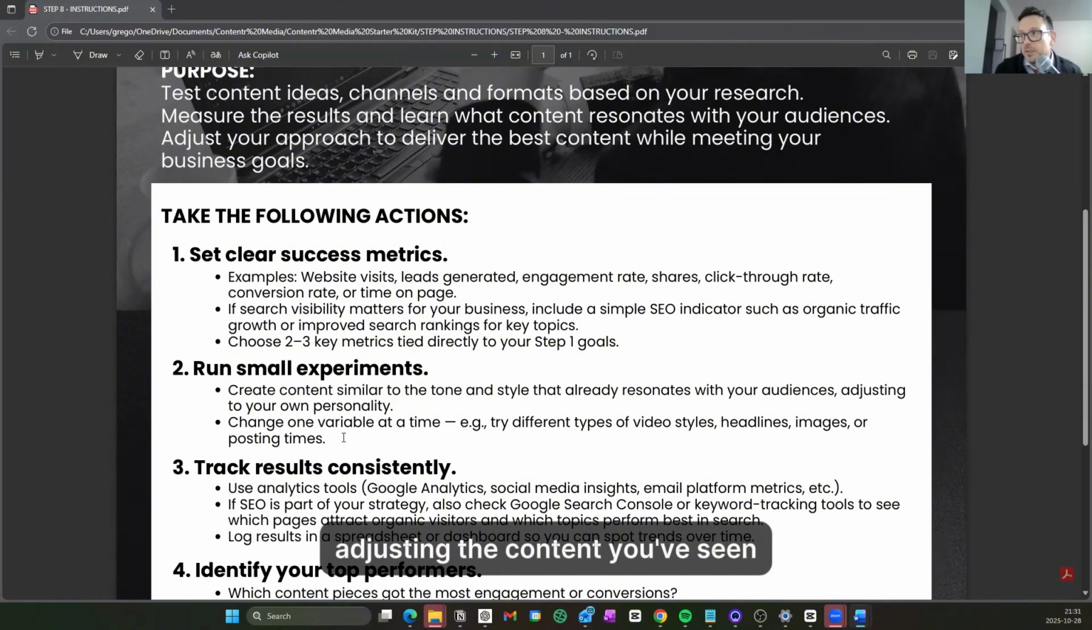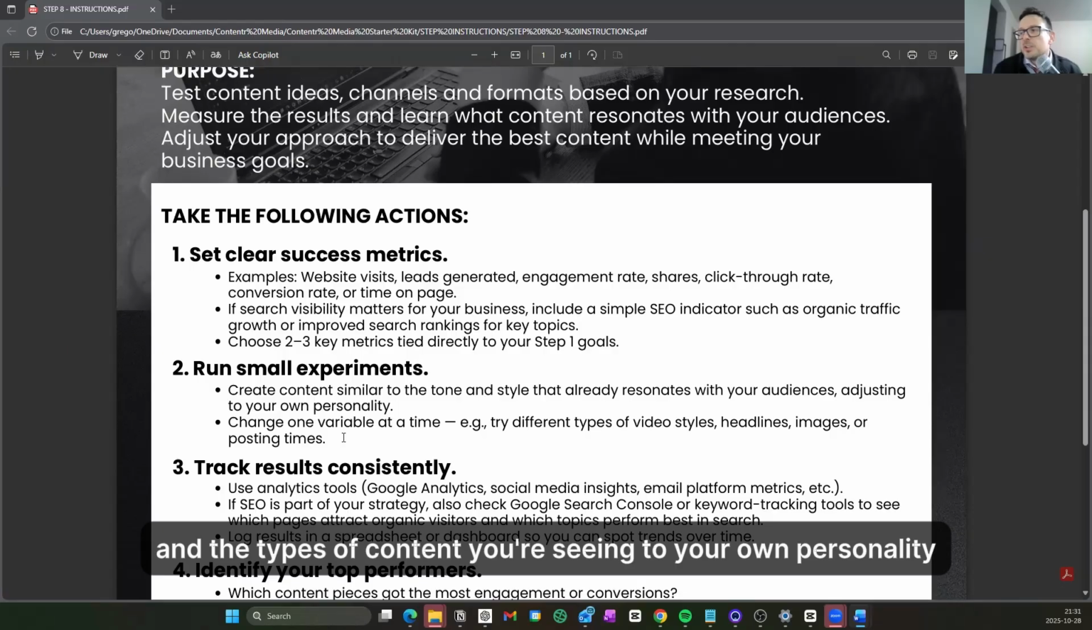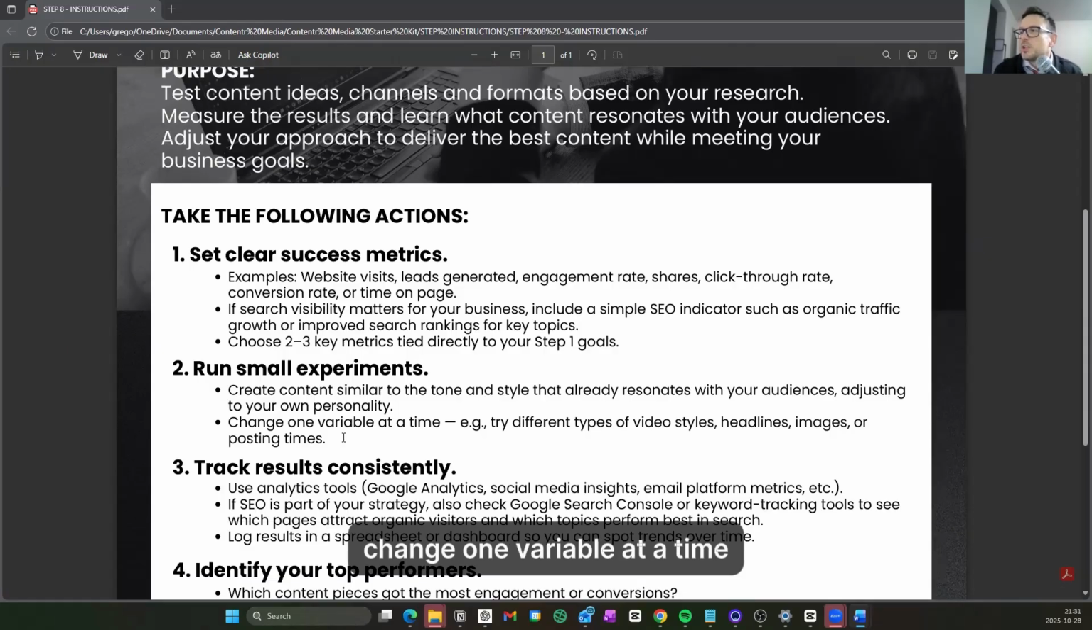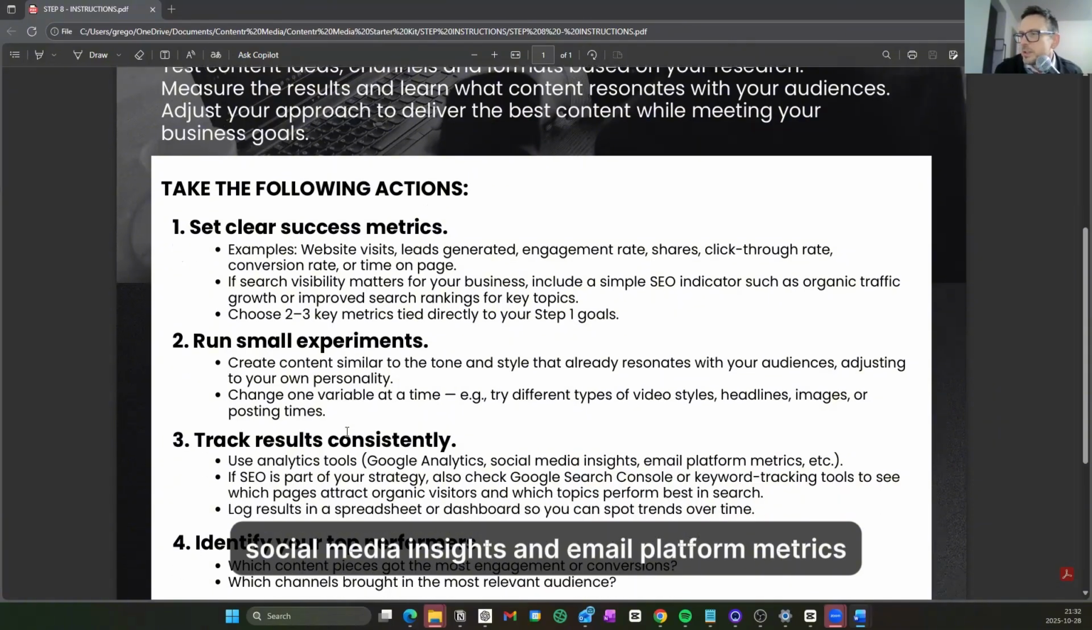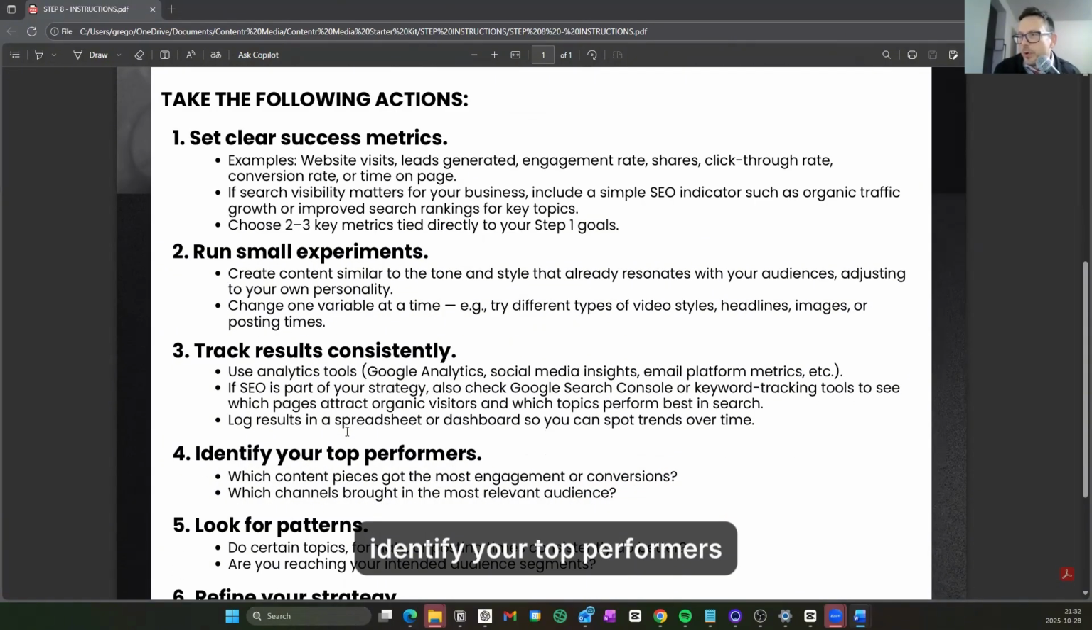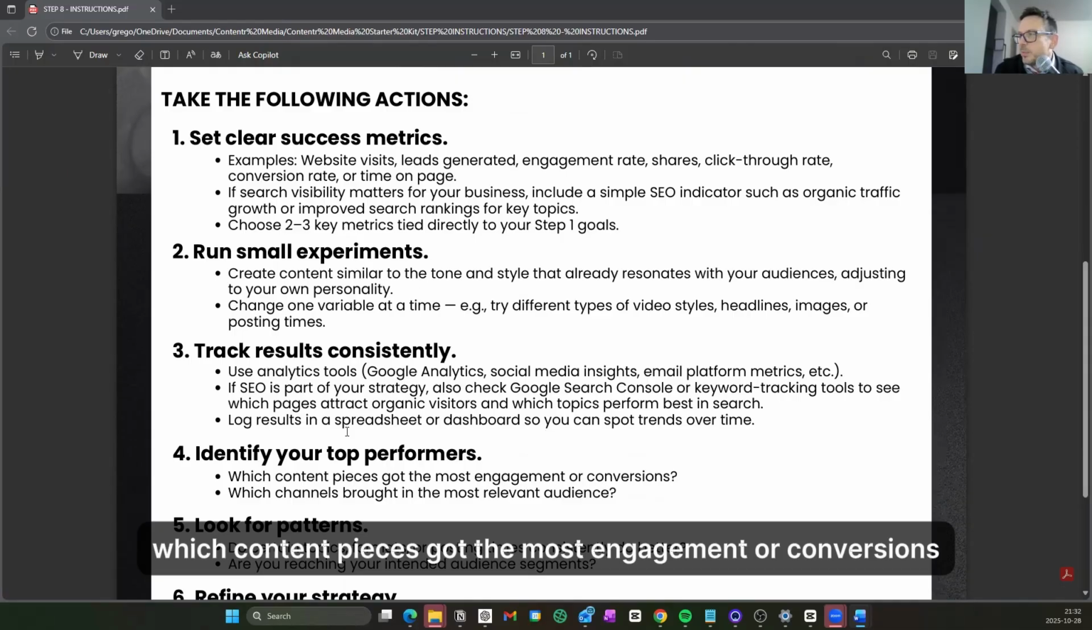Adjusting the content you've seen and the types of content you're seeing to your own personality. Change one variable at a time. Try different types of video styles, headlines, images, or even posting times. Track your results consistently. Use analytics tools like Google Analytics, social media insights, and email platform metrics. Identify your top performers. Which content pieces got the most engagement or conversions? Which channels brought in the most relevant audience?